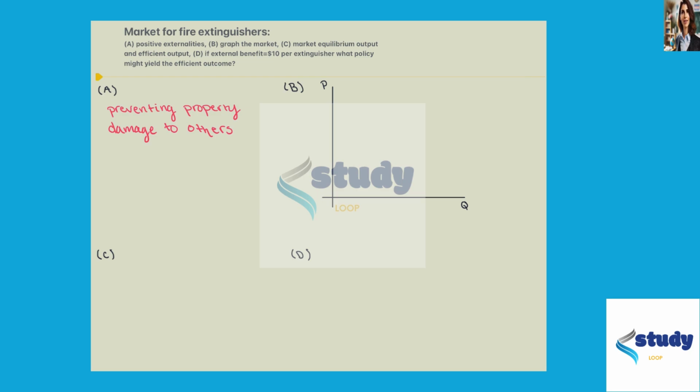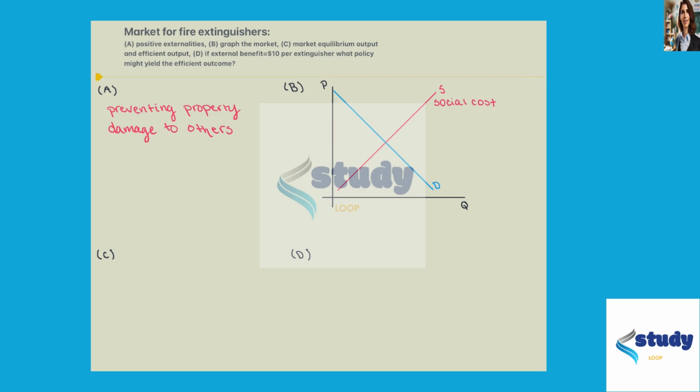Now, part B here just wants us to graph the market for fire extinguishers. So we're going to work with the basic supply and demand curves. We have our price and our quantity axes. This is going to be our demand. We have our supply curve as well, but our supply curve is also this social cost, so we can label it that as well.